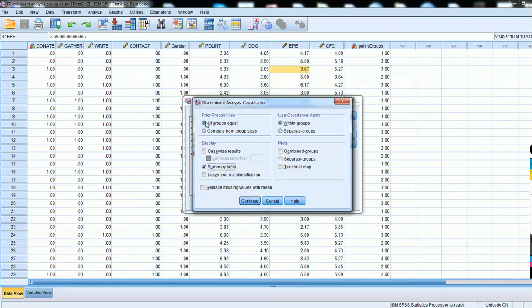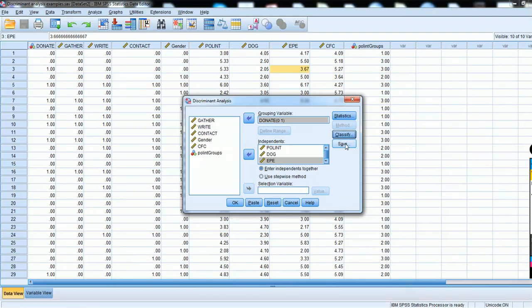Now, it happens to be the case in my data set that I do not have equal numbers of observations that are falling into my different groups. So the group sizes are quite unequal, and so I want to take that into account when I'm looking at the probabilities associated with group membership. So I'm going to click on Compute from Group Sizes, and then click on Continue.